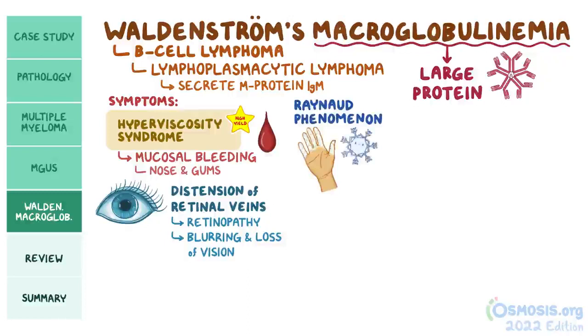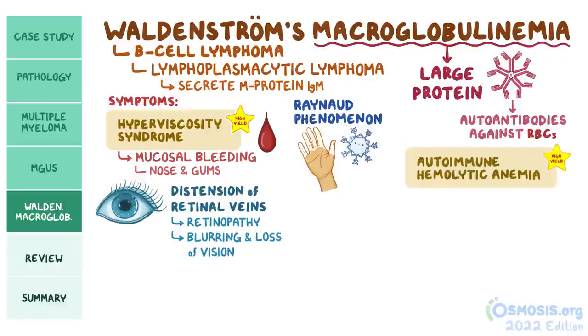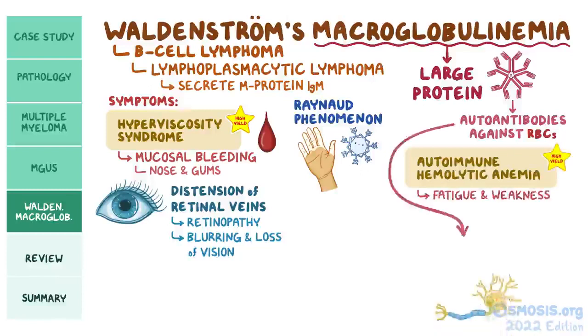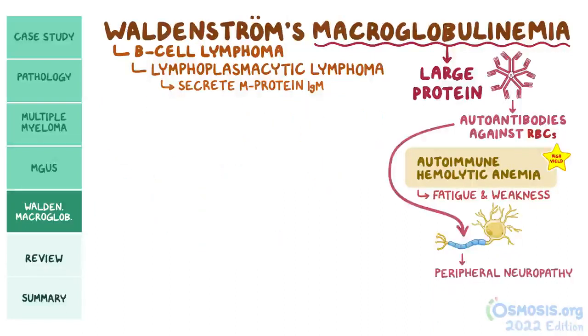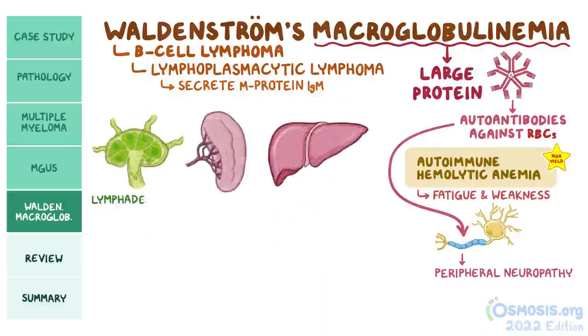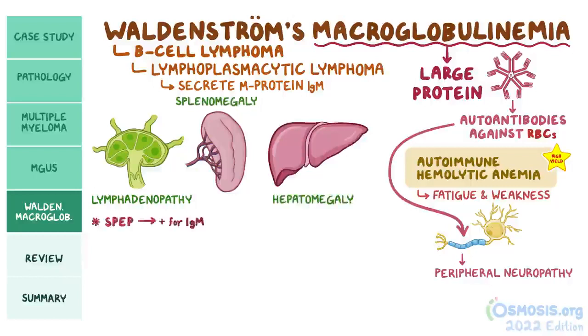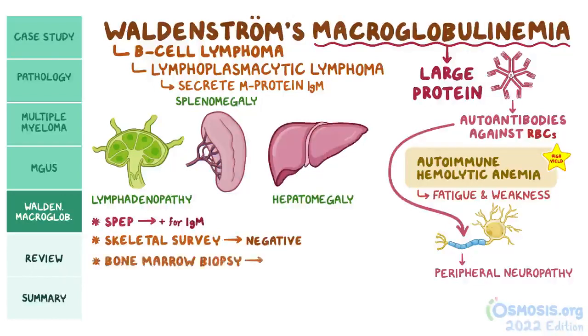IgMs can also inappropriately act as autoantibodies against red blood cells, causing autoimmune hemolytic anemia, which typically presents with fatigue and general weakness. Autoantibodies can also attack the sheaths of nerves, causing peripheral neuropathy. Lastly, the immunoglobulins tend to accumulate in the lymph nodes, spleen, and liver, making these organs enlarge, and causing lymphadenopathy, splenomegaly, and hepatomegaly, respectively. Finally, the SPEP will be positive for IgM, and similar to MGUS, the skeletal survey will often be negative. But, unlike MGUS, bone marrow biopsy will show more than 10% lymphoplasmacytic cells.